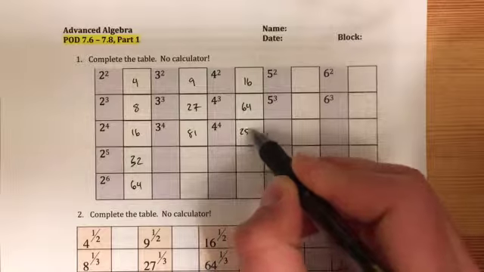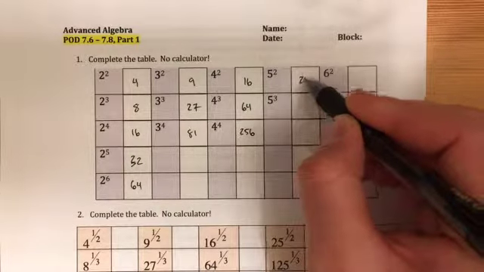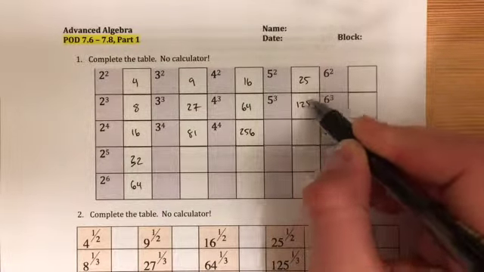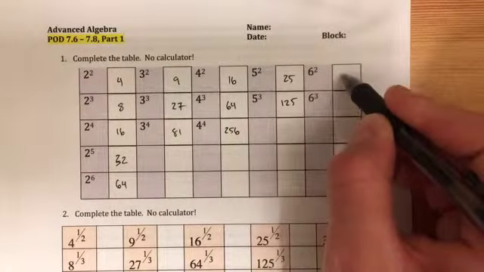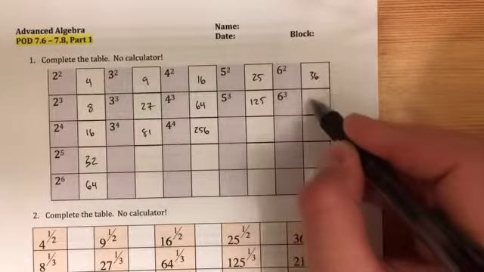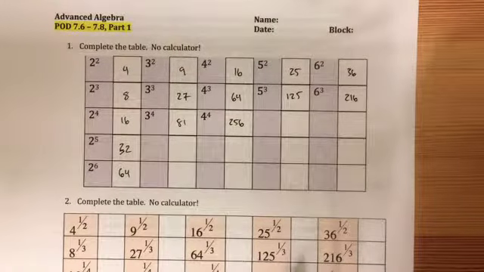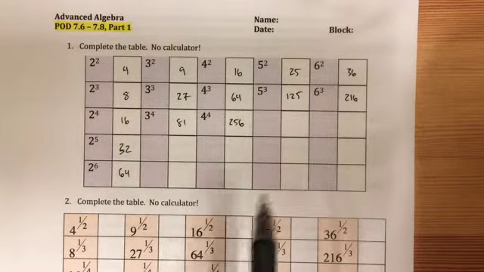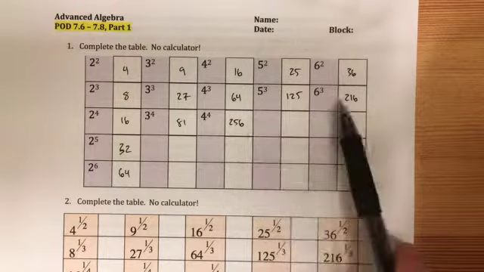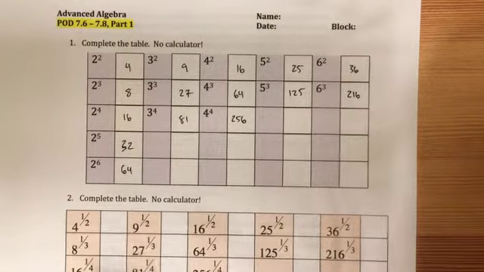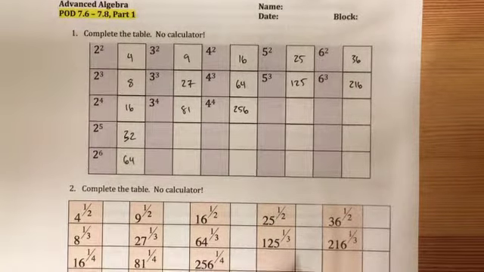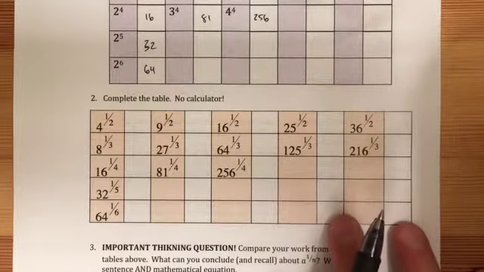I think 256, 5 squared is 25, 5 cubed 125, 6 squared is 36, and 6 cubed is 216. So these are some numbers that we want to be pretty familiar with. Maybe there's a couple here that might be a bit of a stretch, but mostly we want to know those. Those are powers. Now, how about roots?